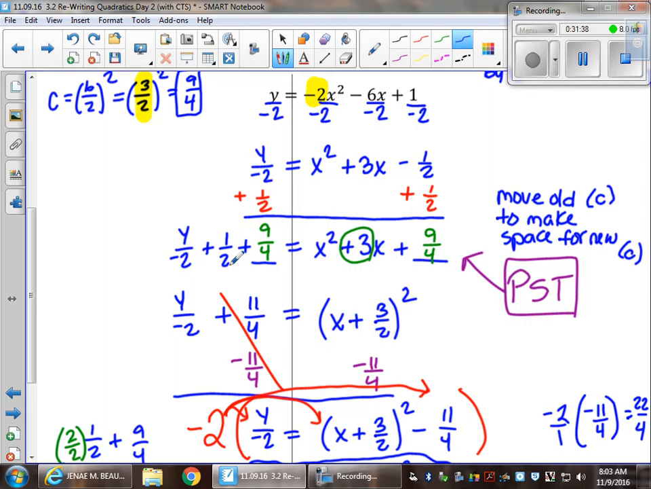Yes. The A value that we got rid of in the beginning just gets put in front of the parentheses. It gets multiplied back through. Yep. Okay, who's got muscles?